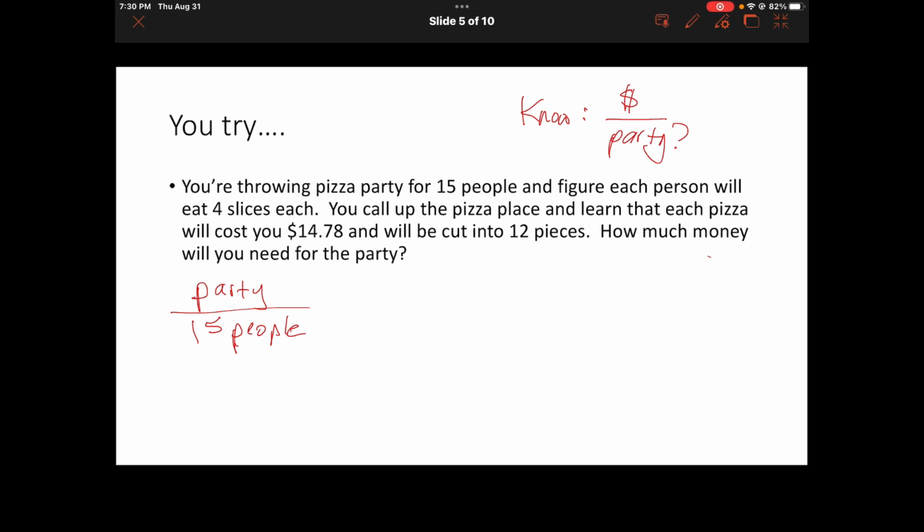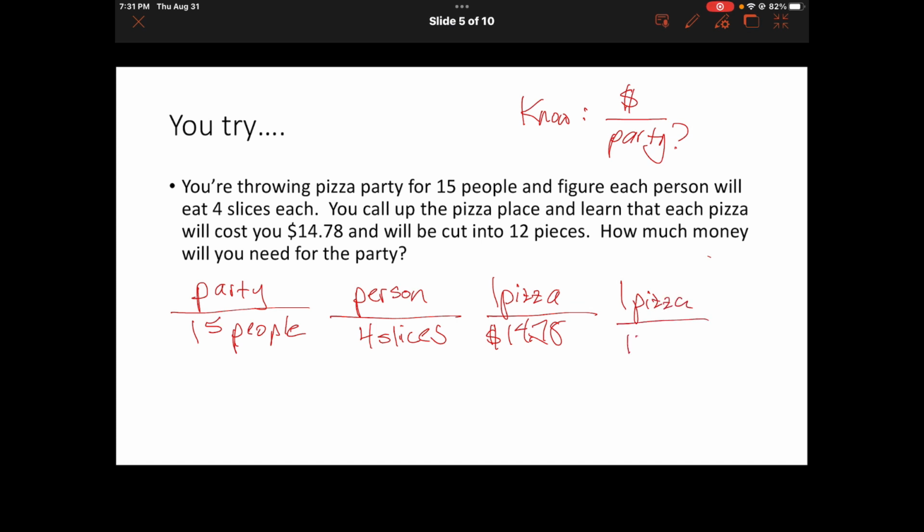So we know that we're throwing a party for 15 people, and each person will eat 4 slices. All right, and you know that one pizza will cost us $14.78. And we also know that one pizza is going to give us 12 pieces, 12 slices. All right, so let's see. So what do we want to know? We want to know how much money will we need for our party. All right, so we're going to start with this.